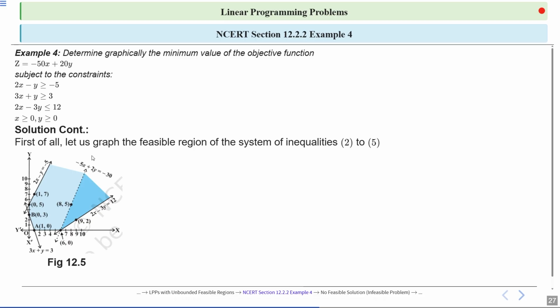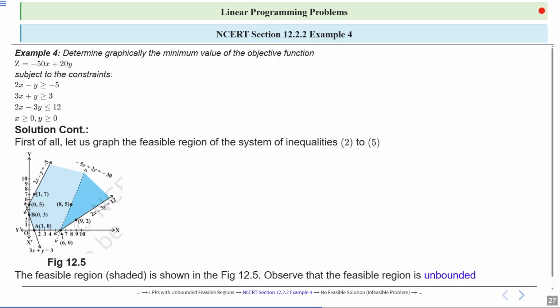So first of all, let us graph the feasible region of the system of inequalities. Okay, so this is our graphical representation of the given constraints. The feasible region, that is the shaded region, is shown in figure 12.5. Here observe that the feasible region is unbounded.